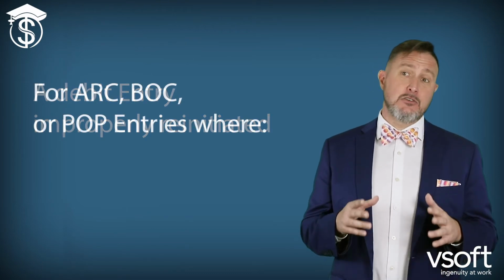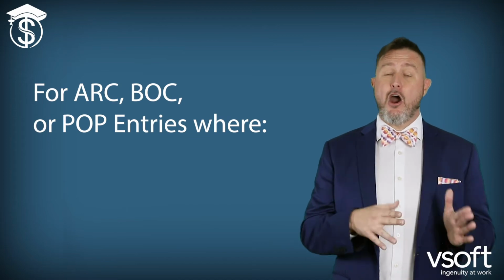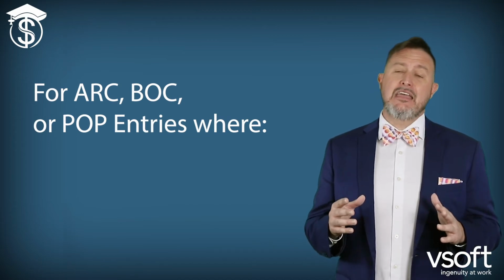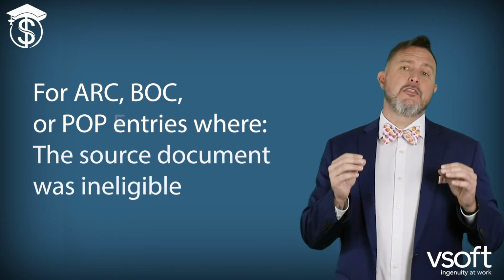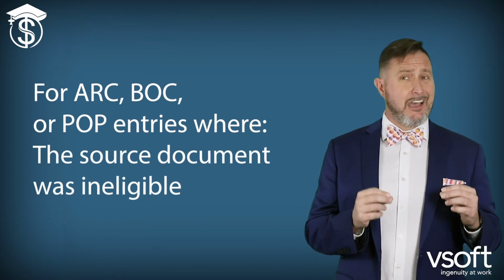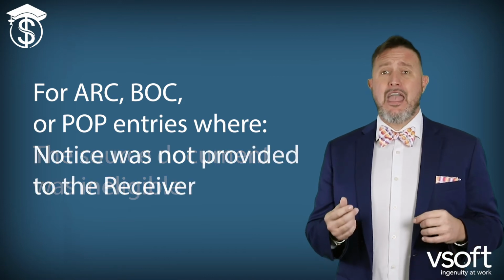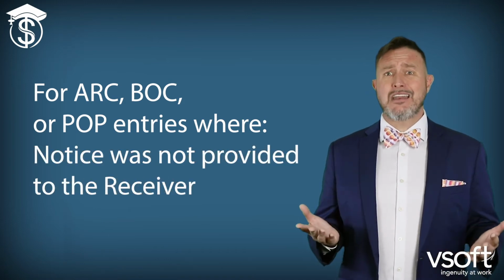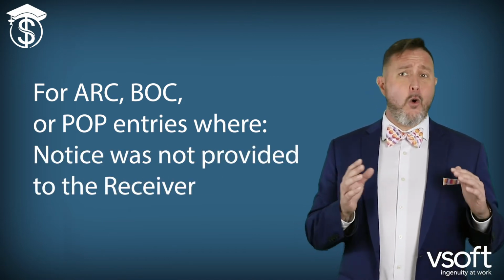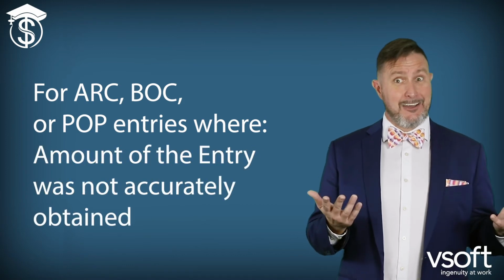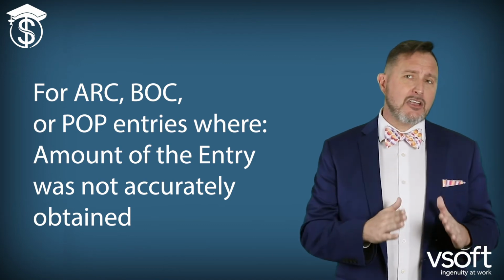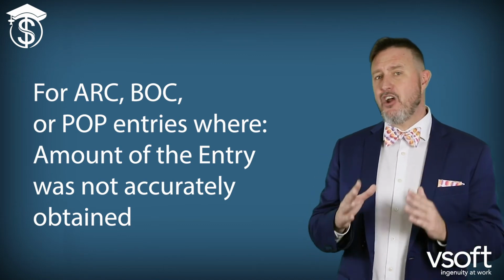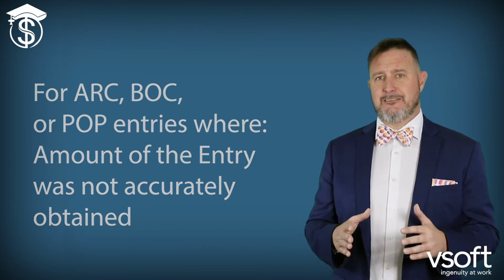It can also be used for special situations for ARC, BOC, and POP. And that is going to be for entries that are ARC, BOC, or POP where the source document was ineligible, or a notice was not provided to the receiver, or, yeah, there's a lot of ors, right? Or even when the amount of the entry was not accurately obtained from the source document.